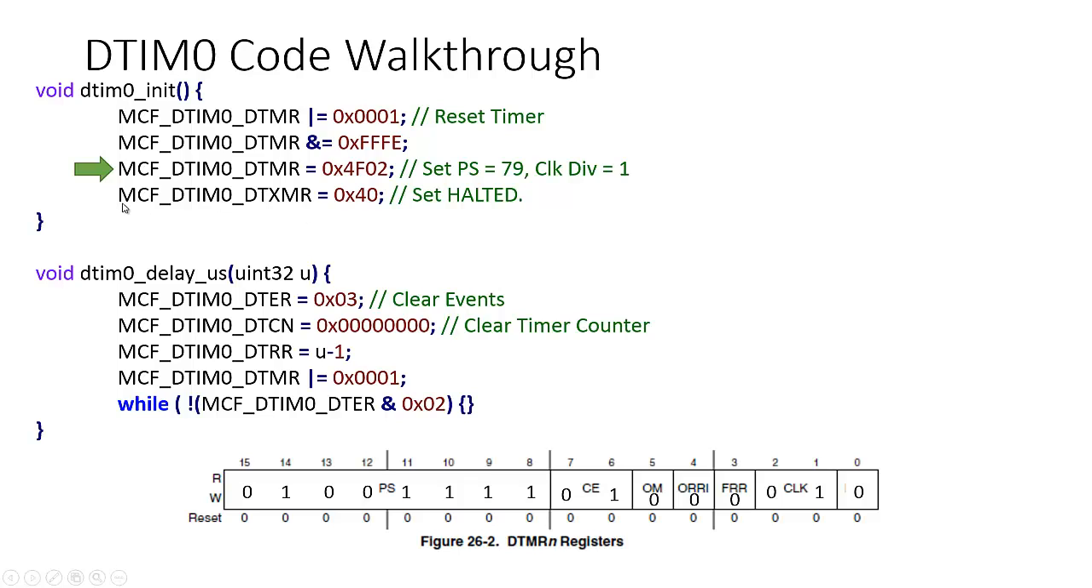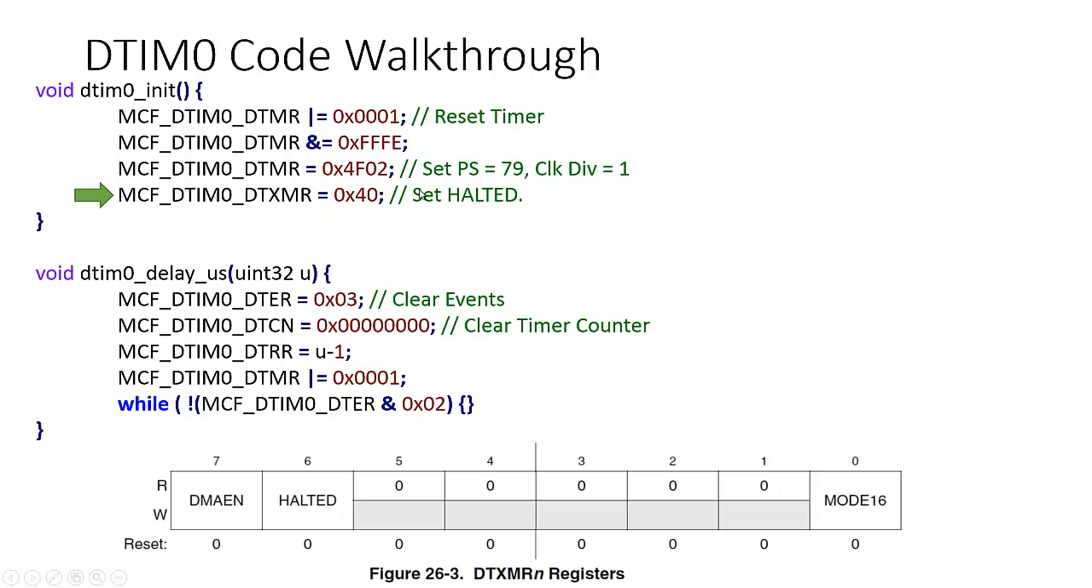Okay, so next we want to set the halted bit, and what this does in this line right here is set bit number 6 in the DTXMR register. It's the extended mode register, and all this says is that when we're in debugging mode and we break on a breakpoint, it stops the timer rather than letting it run, which is what we want. Okay, so that's the initialization function. That sets everything up in the module to be used.